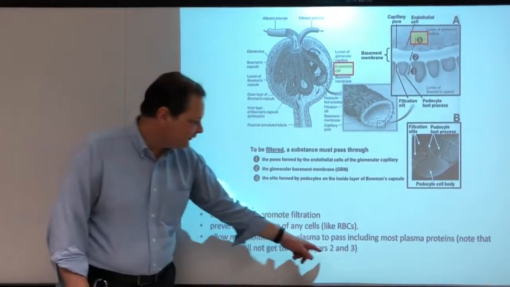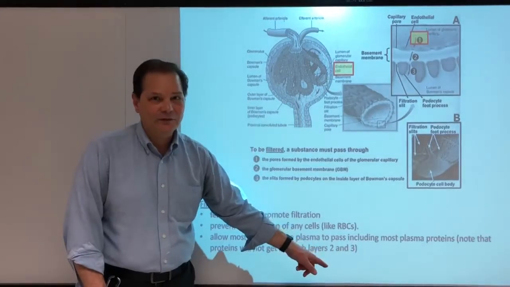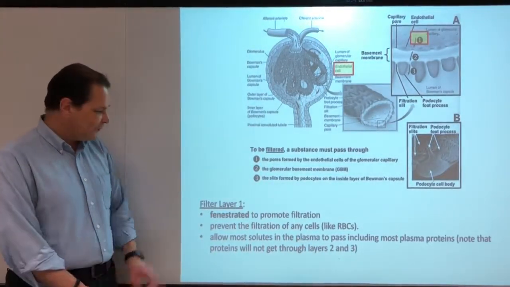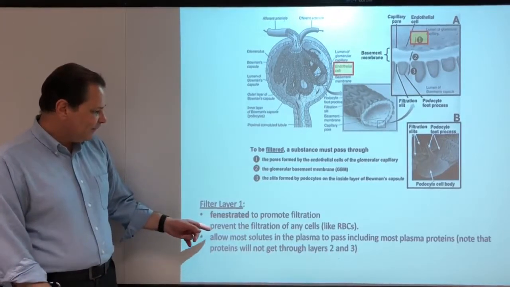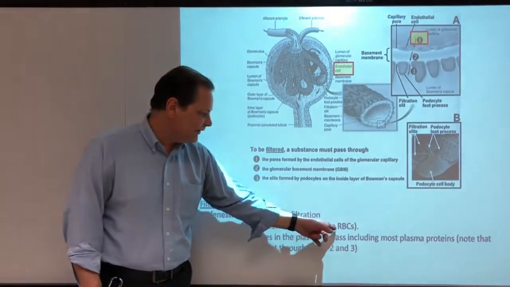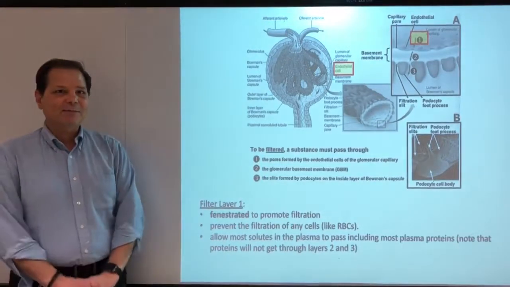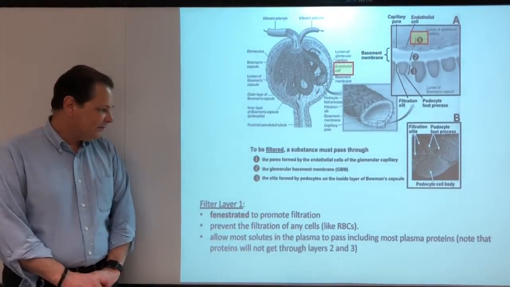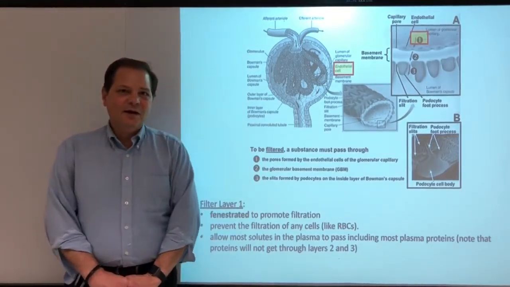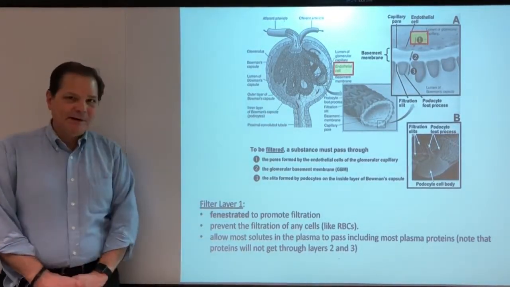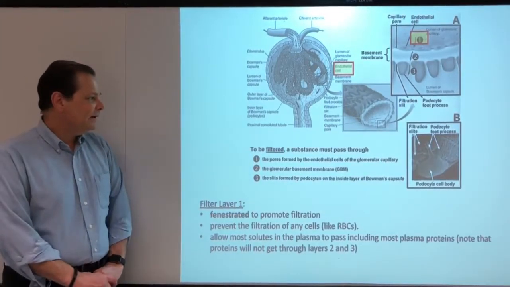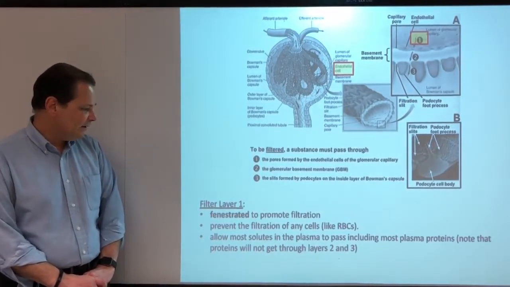Note that layers 2 and 3 are going to keep protein out, so you shouldn't find protein in your urine. But this particular layer does allow proteins through. Its primary function is to keep out really big things like the cells. Like red blood cells are kept out of the renal tubule by this layer. So if you find blood in your urine, if it's coming from the glomerulus, that's extremely bad news in terms of the integrity of this filtration barrier.